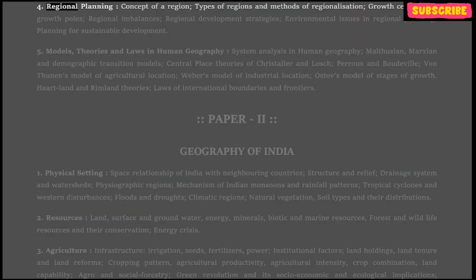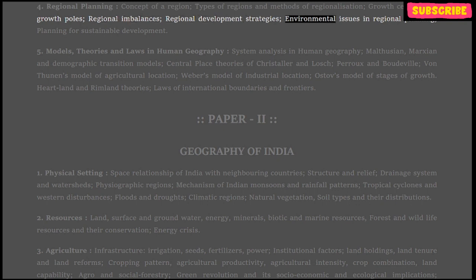4. Regional planning. Concept of a region, types of regions and methods of regionalization, growth centers and growth poles, regional imbalances, regional development strategies, environmental issues in regional planning, planning for sustainable development.